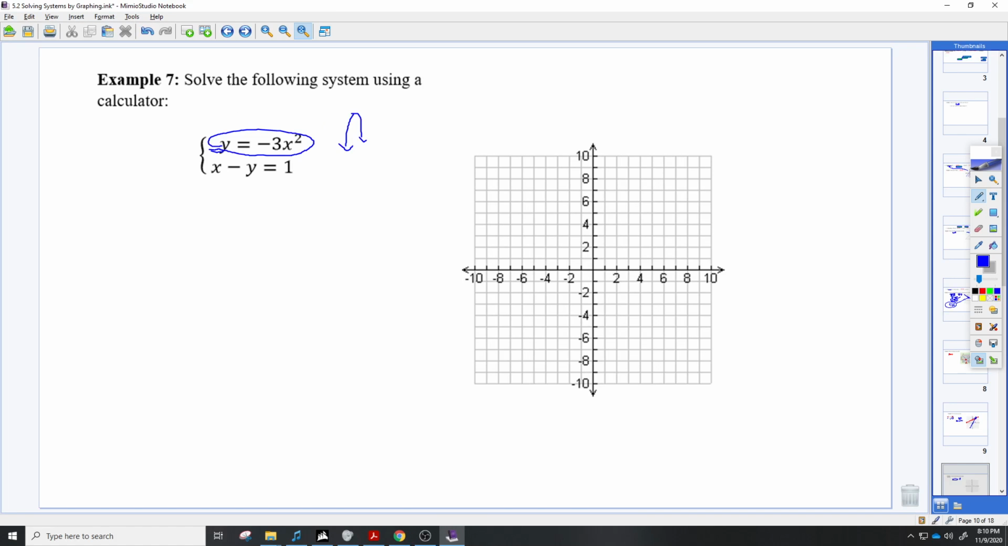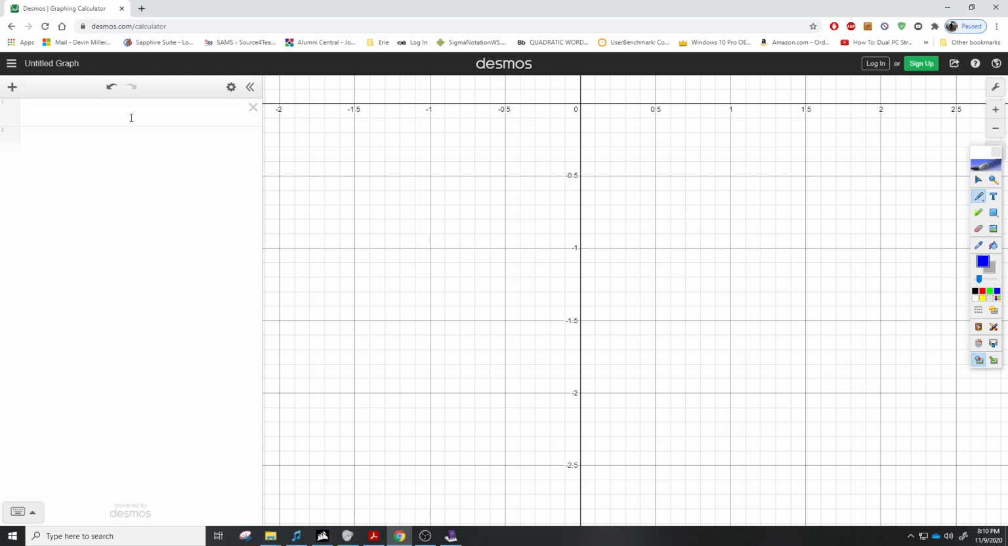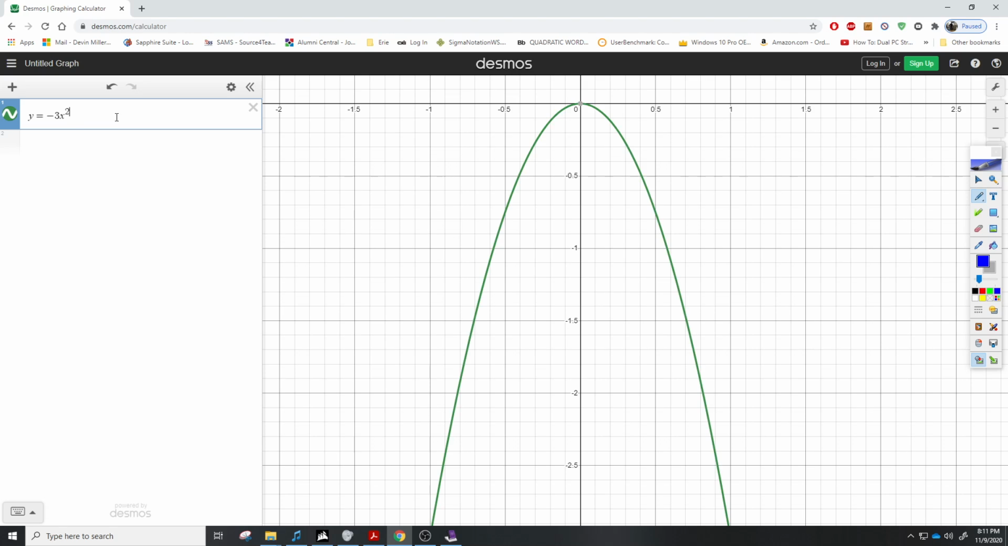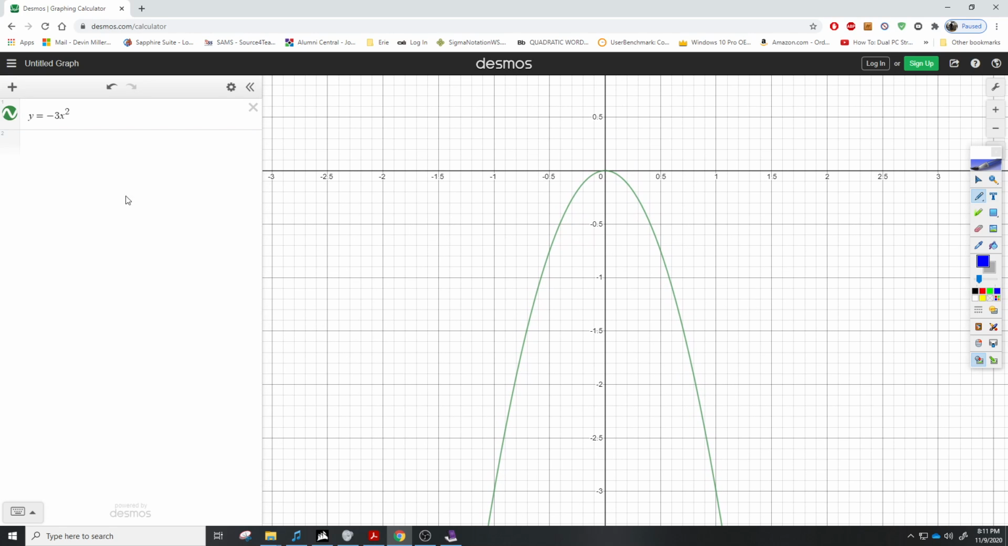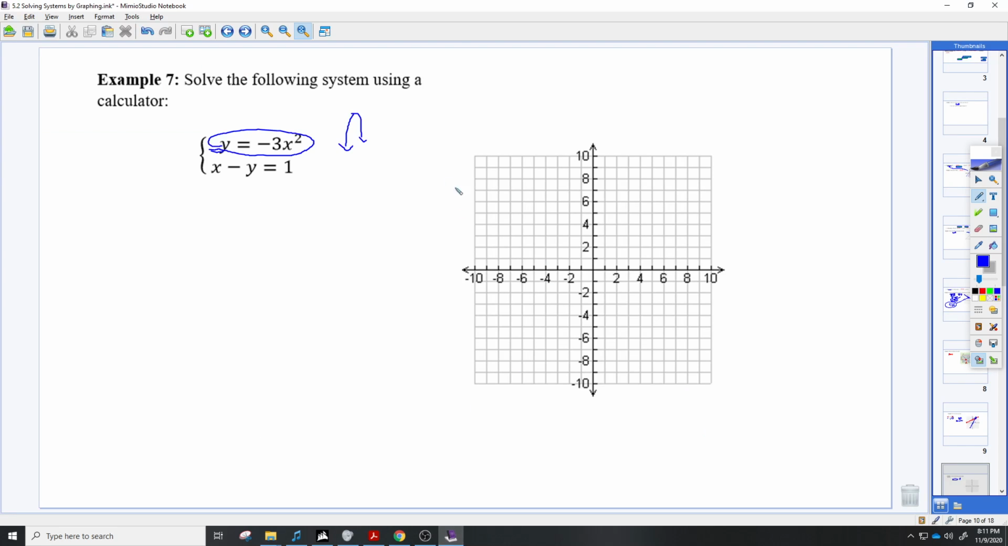So I'm going to go to Desmos, and we're going to type it in. So desmos.com/calculator. The first one was y equals -3x, and then we can hold shift, hit the caret button, which is number 6, 2. So there's that graph. And then if we hit enter in the box there, it gives us another box. The other one is going to be x minus y equals 1 on here.